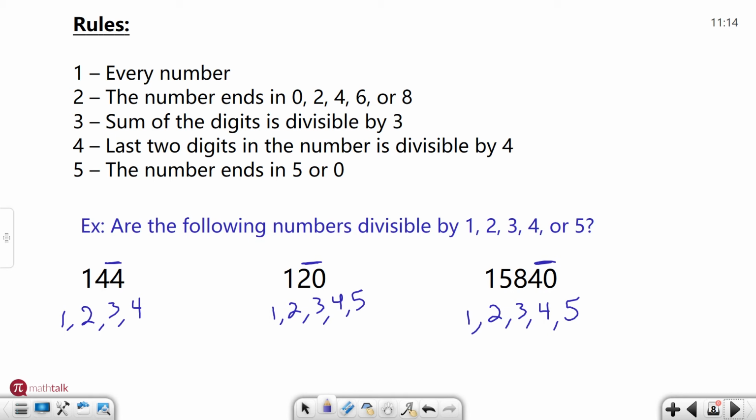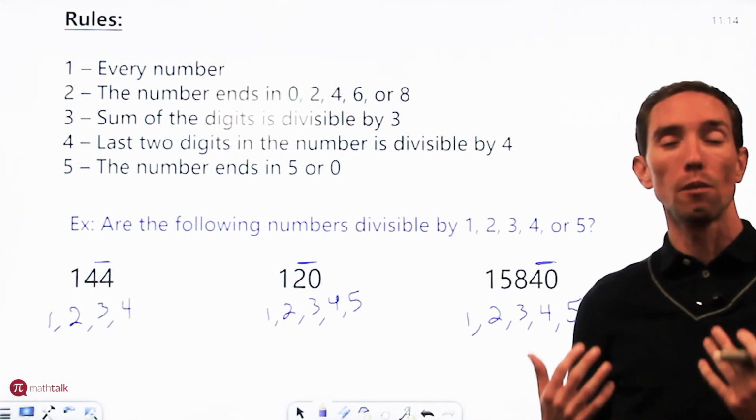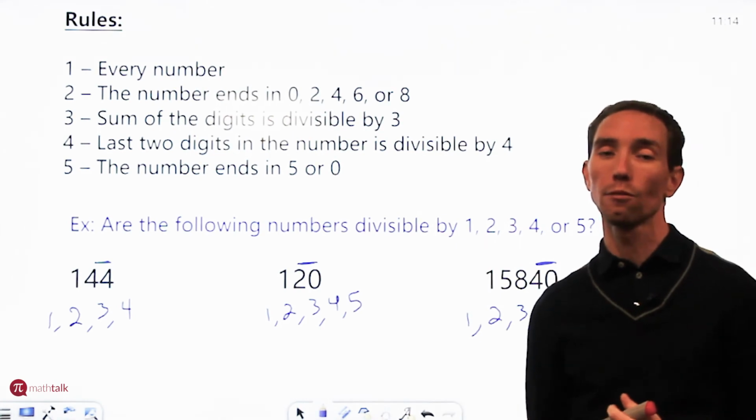So this is an example, or a couple examples, of how you can apply the divisibility rules for 1 through 5. Again, this is really helpful when you're looking at factor trees or simplifying radicals, which are basically square roots, simplifying fractions. So I hope this helps when you get to questions like that. Make sure you check out the next video on the divisibility rules for 6 through 10.